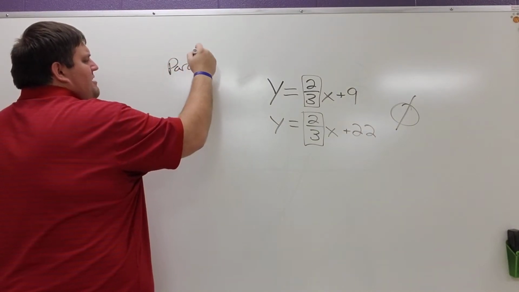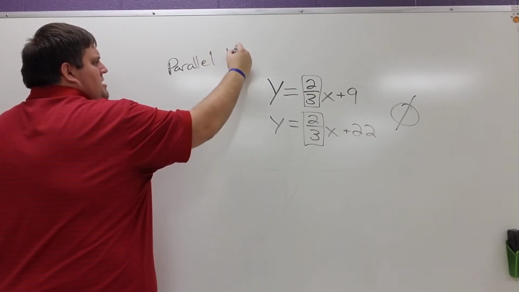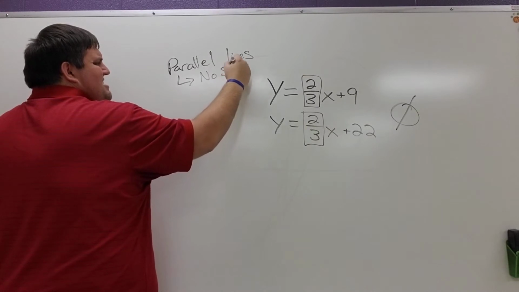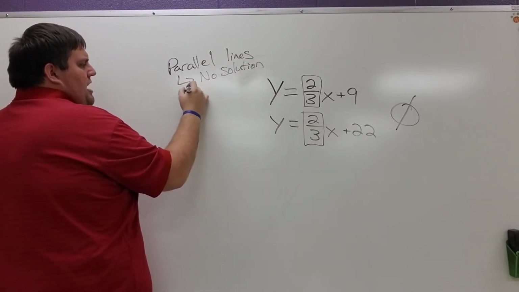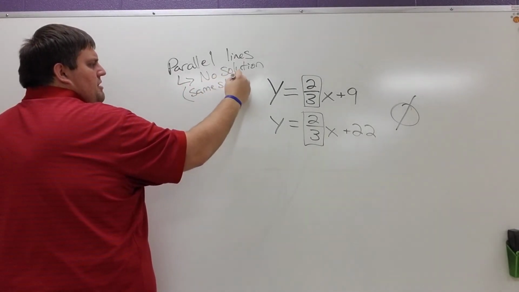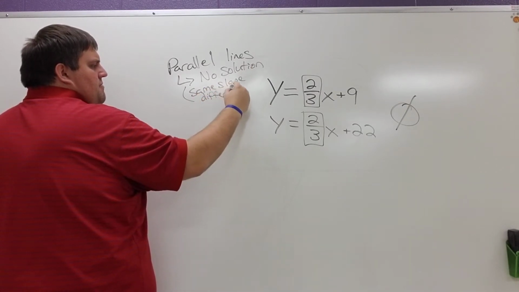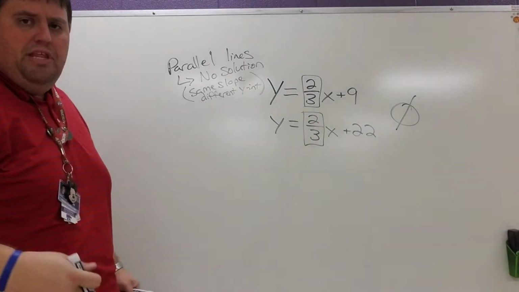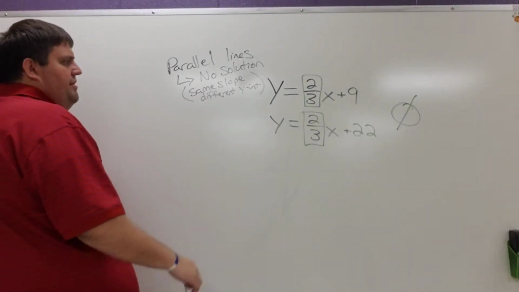Parallel lines are no solution. They're never going to cross. That's what they mean. So I'm just going to write a little note to myself. Same slope, different y-intercept. Right? If they have the same slope, but they have different y-intercepts, those two lines are going to be parallel. They're never, ever going to cross each other.